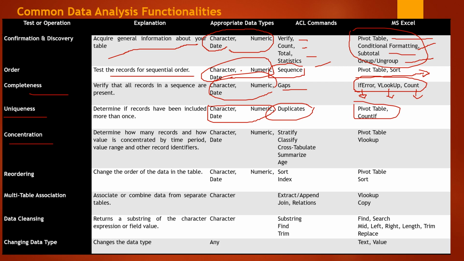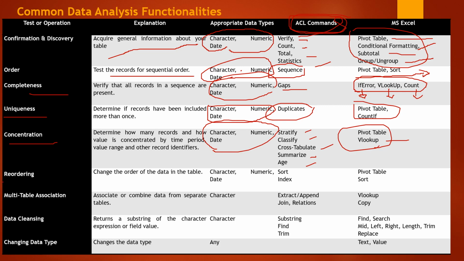When we are looking for concentration, you determine how many records and how much value is concentrated by time period, the value range, and other record identifiers. So our data types are character, numeric, date. In ACL commands: stratify, classify, tabulate, summarize, age. In Excel, just pivot table and VLOOKUP. So Excel is easier, because with ACL commands you need to study first what the syntax is. But for MS Excel, we are already familiar with this.